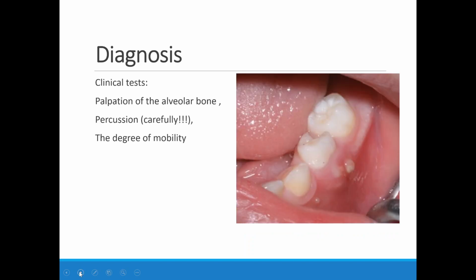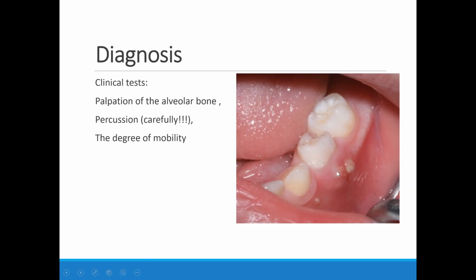Clinical tests. Very often we should perform palpation of the alveolar bone, and during the palpation we can feel some problem, some empty spaces in the bone. Percussion should be performed very, very carefully because it can be painful and unpleasant for the child. And the degree of mobility. This is for the decision whether we should save this tooth or extract it.